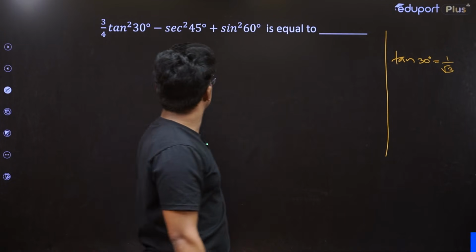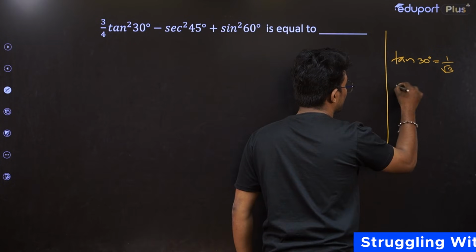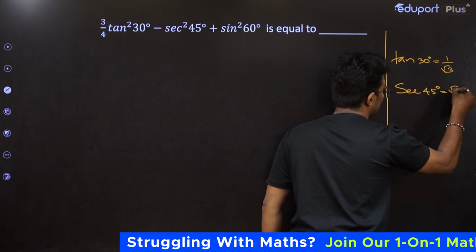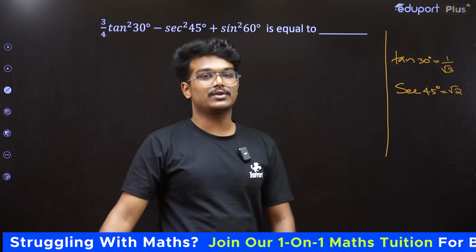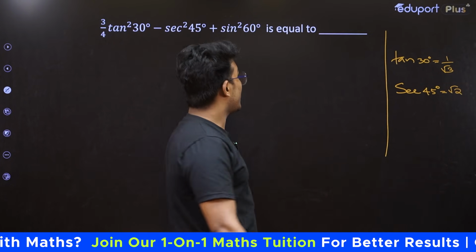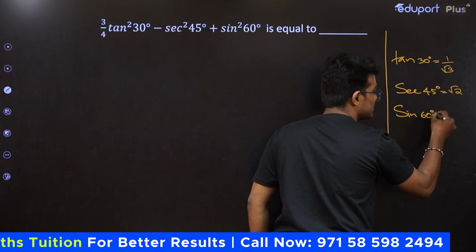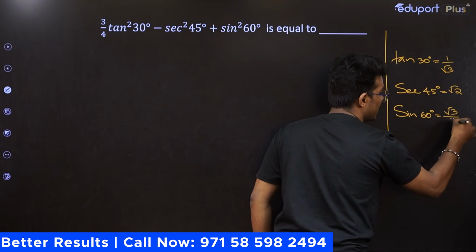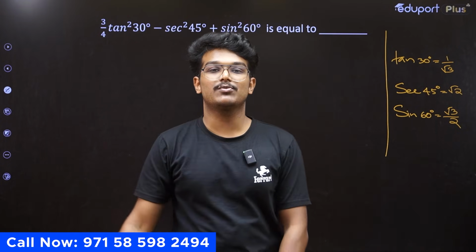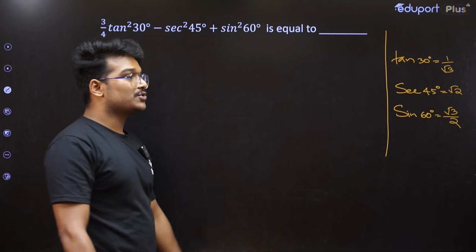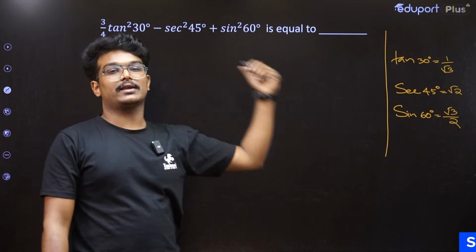Then the next one is sec square 45. So sec 45 degree is equal to root 2, and then the sin square 60. So sin 60 degree is equal to root 3 by 2. Okay, now we can substitute the values in this expression.